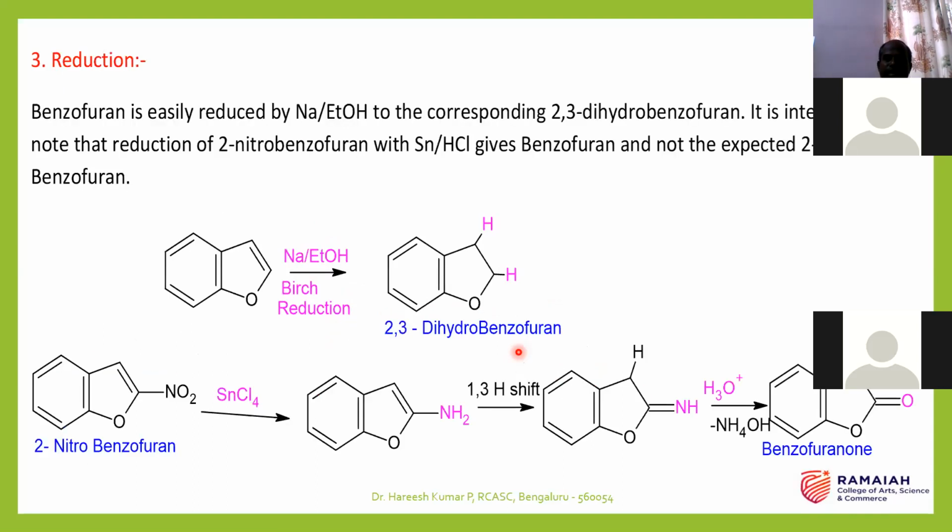So the next slide is about the reduction. You know that reduction is nothing but addition of hydrogen, addition of electron, or removal of oxygen. Here one can use a reducing agent such as sodium in ethanol. Sodium in ethanol is one reducing agent, and this is called Birch reduction. The product obtained is 2,3-dihydrobenzofuran. So in this benzofuran there is a double bond.